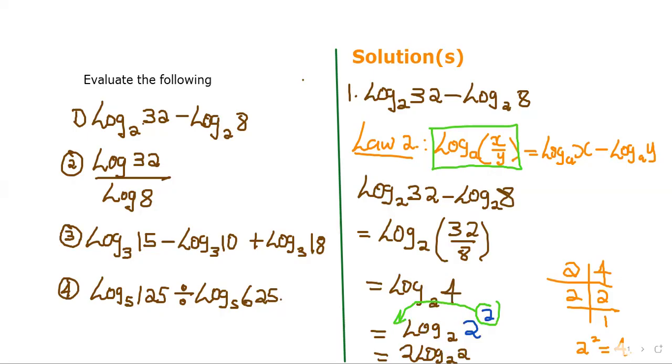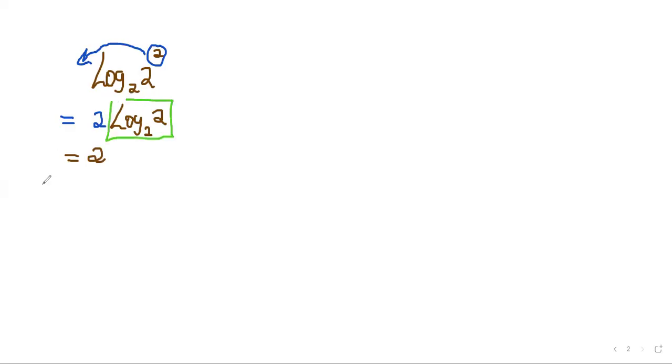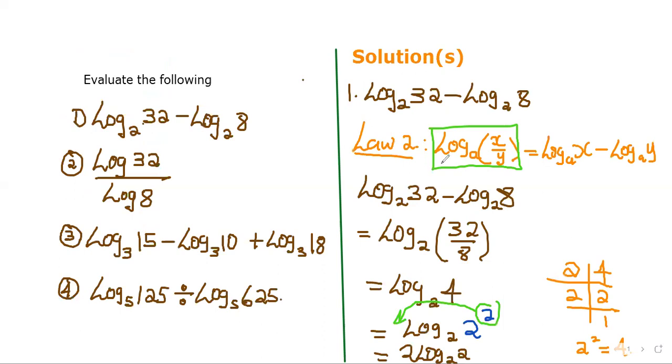Remember previously we had it written like this, log base 2 of 2 exponent 2, right? I just showed you that we take this 2 and bring it in front. So we have 2, then log base 2 of 2. According to the rules of logarithms, log base 2 of 2 gives us 1. Then 2 times 1, the final answer is 2. So as you are solving number 1, you must get 2 as the answer, right?